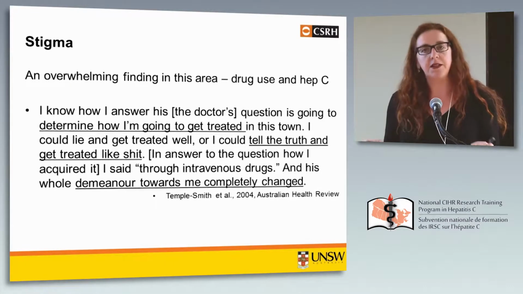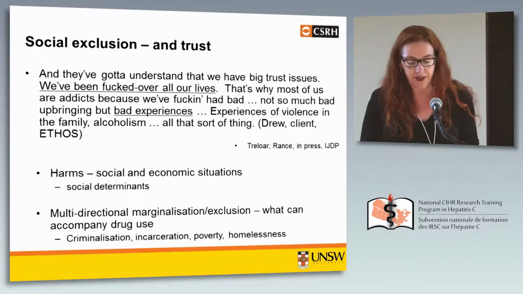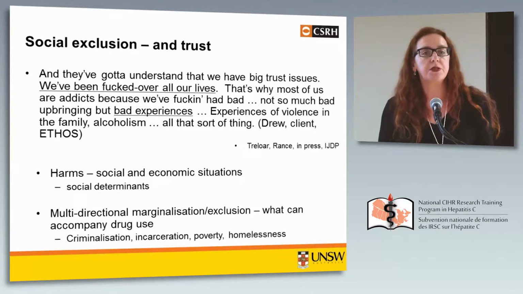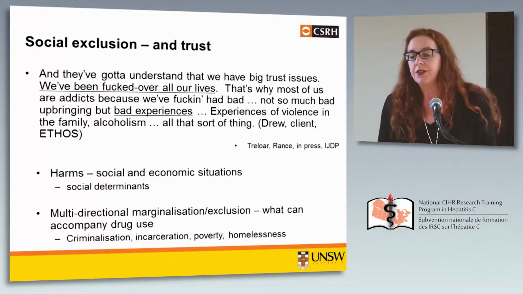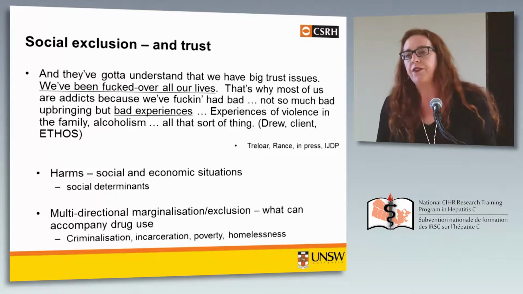Right, let's jump a bit further in. This gets us closer to the real guts of the issue. Social exclusion and trust. So this is Drew, a client from the Ethos Project, which I'll talk more about later. Drew says, "People have got to understand we have big trust issues. We've been fucked over all our lives. That's why most of us are addicts, because we've had bad, not so much bad upbringing, but bad experiences. Experiences of violence in the family, alcoholism, and all that sort of thing."